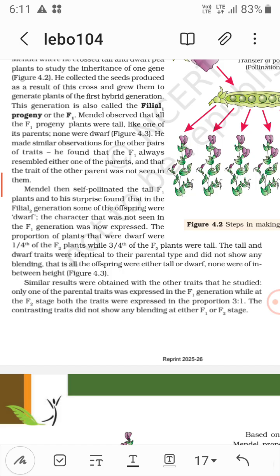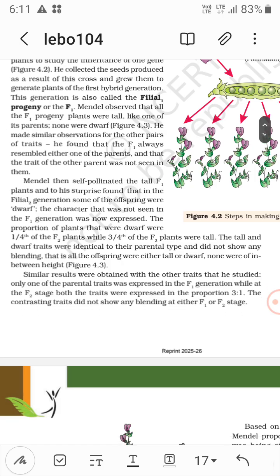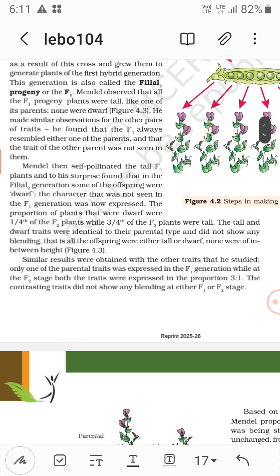He found that the F1 always resembled one of the parents, and the trait of the other parent was not seen in them. That is, the recessive is not seen in F1, but it is now seen in F2. The proportion of plants that were dwarf was one-fourth of the F2 plants, while three-fourths of the F2 plants were tall. The tall and dwarf traits were identical to their parental type and did not show any blending.